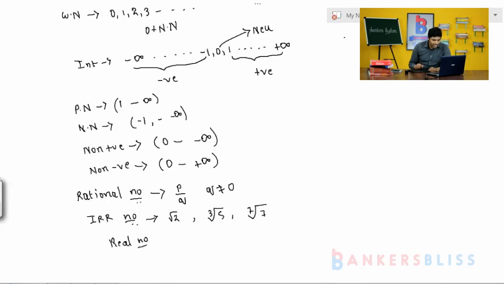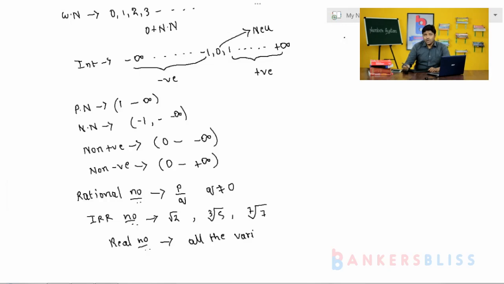Next, you have real numbers. Real numbers means it is a group including all numbers, including all the varieties. So real number means it contains all the numbers, it includes all the varieties.